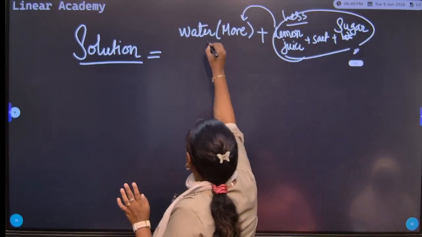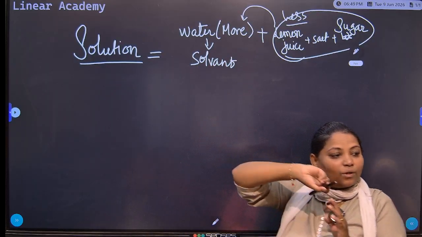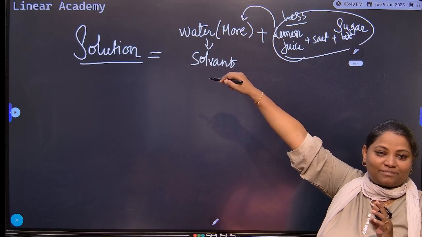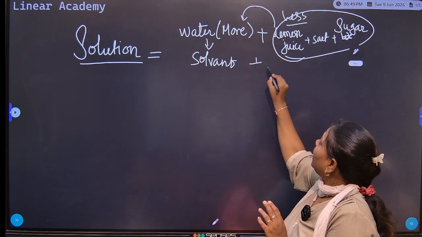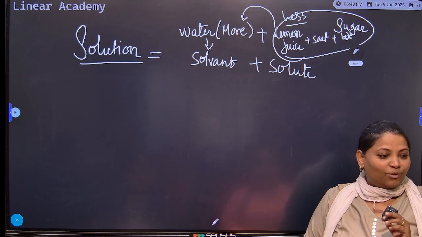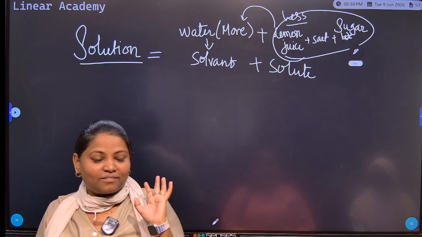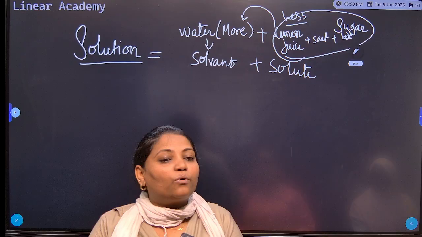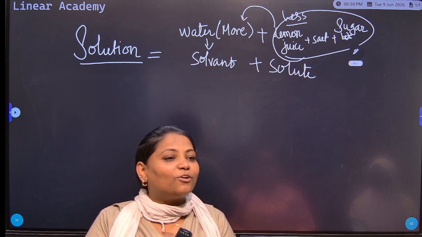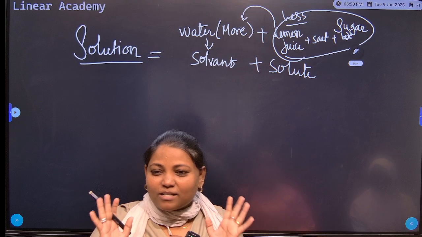So this I am going to call a solvent. Okay. And whatever I am adding in a less quantity to make that solution, in that proportion, that I'm going to call a solute. So whatever you are making to form a solution, the quantity that you are taking more is solvent, and the quantity that you are taking in a very less amount is solute. Are you understanding the concept?